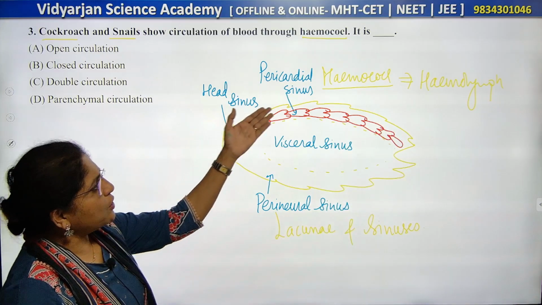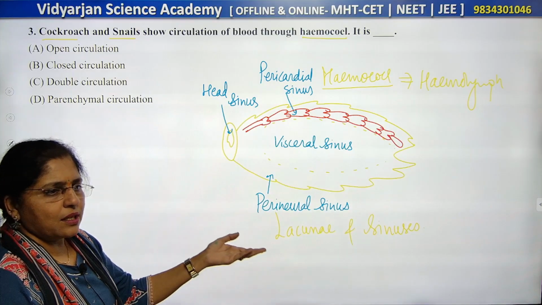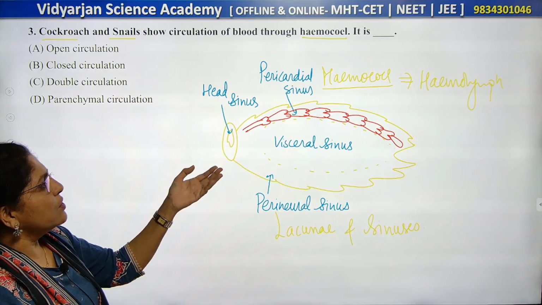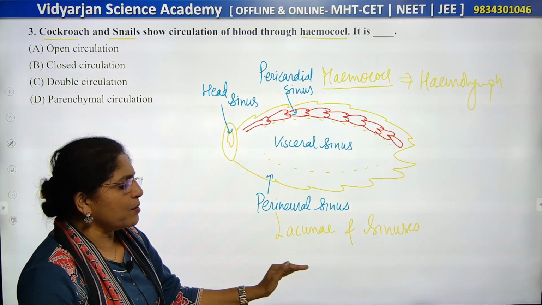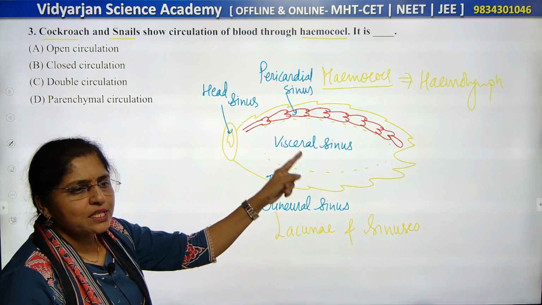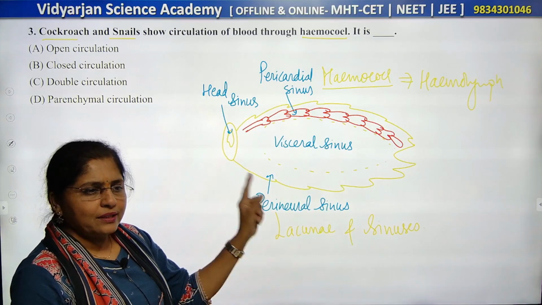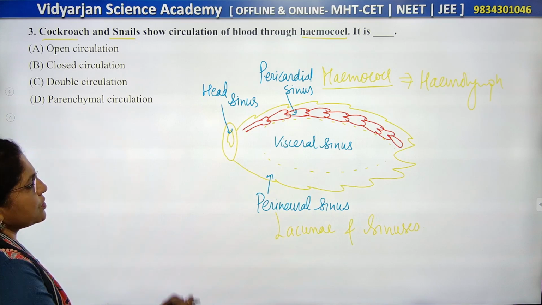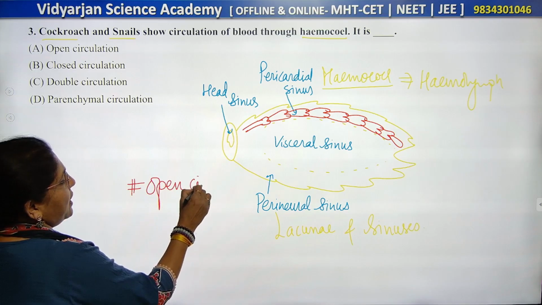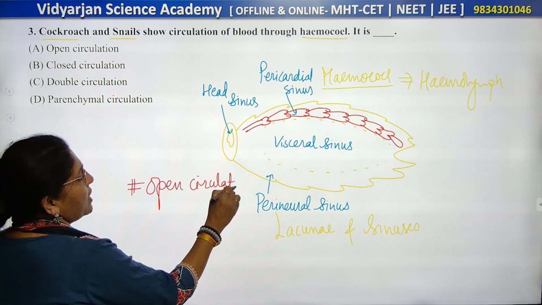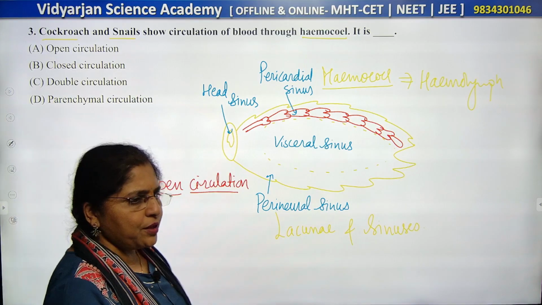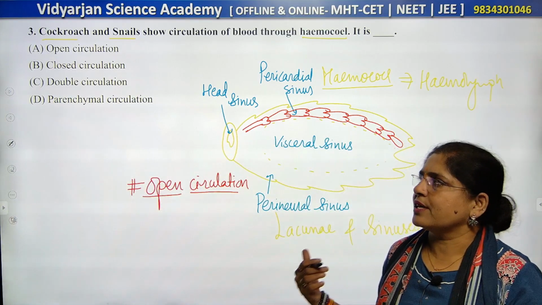But here you are not getting any blood vessel. There is no involvement of any capillary network and all. So purely you are getting some sinuses and lacunae. The circulation throughout these sinuses and lacunae is called open circulation. What is the name given here for the circulation? This will give you open circulation. So this is very unique, which we have seen in the case of the cockroach.